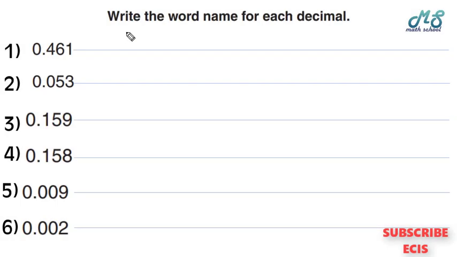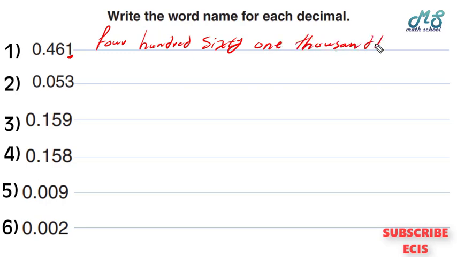Next exercise, how can we write the word name if we have the standard form? Just write the number and state the name of the place of the last digit. Ask yourself, what's the last digit? It is 1. So, what's the name of the place? It's thousandths. Just write 461 thousandths, with THS, don't forget.